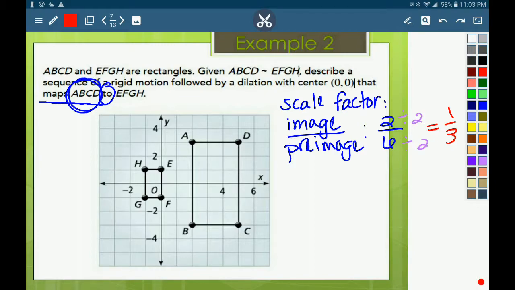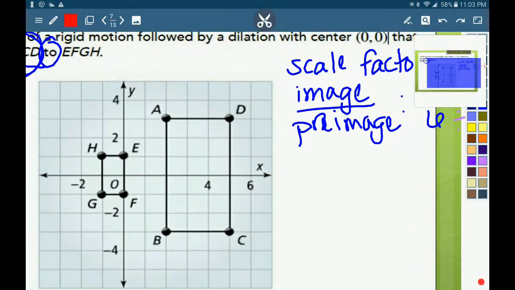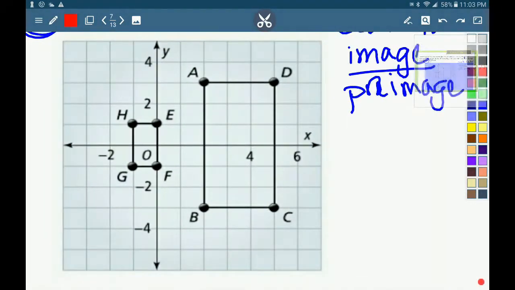So now I'm going to start trying to orient the larger rectangle in a way where, after I do any of the rigid motions like reflections or translations, I can just dilate at the end and it'll sit on top. So let's just notice the vertices so that I can see maybe how I'm supposed to move this triangle.